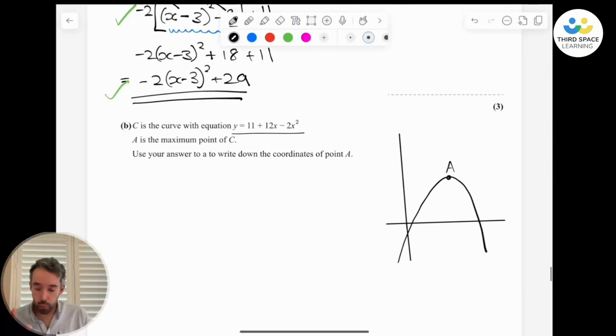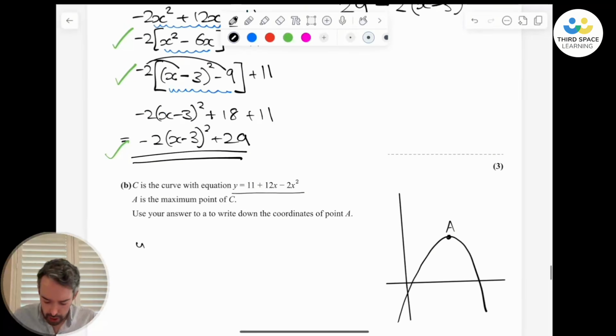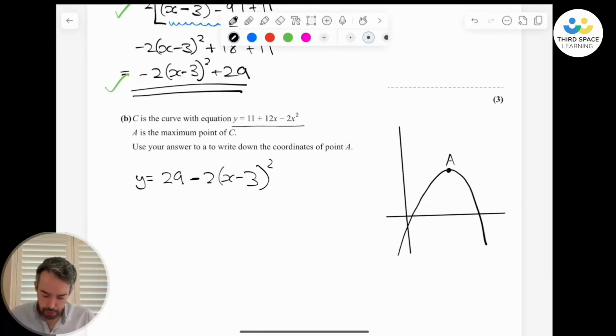Okay, so what we need to think about is the maximum point here. What does that look like? So let's take our completed square form. We've got y is equal to 29 minus 2 bracket x minus 3 all squared. So what we want here is for y to be as big as it possibly can be, the biggest point of y. So in order for that to be true, I've got 29 take away something. This part here is a square term. Now, the smallest possible thing that this can be is 0.